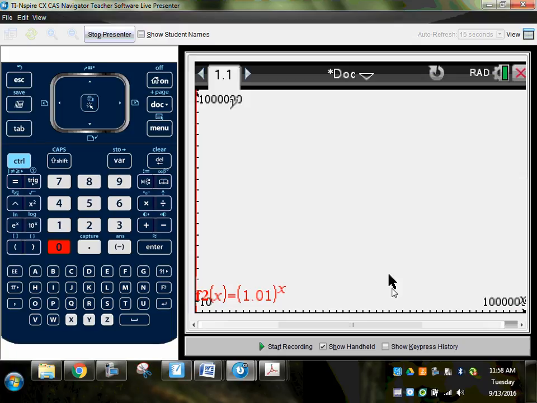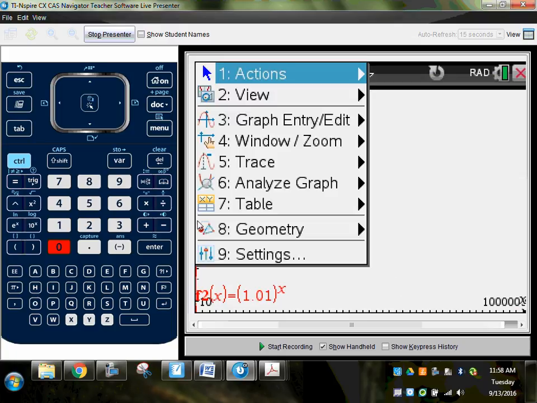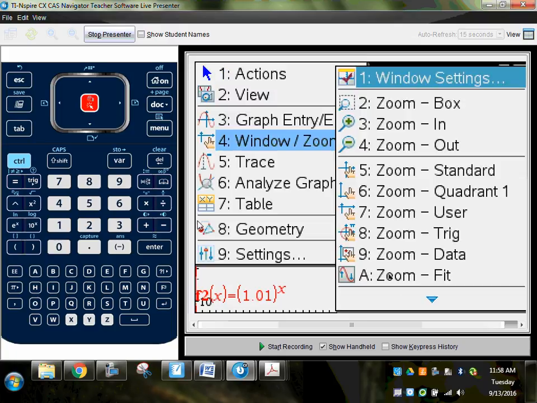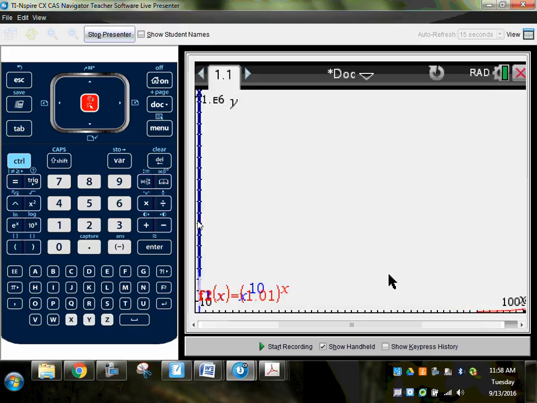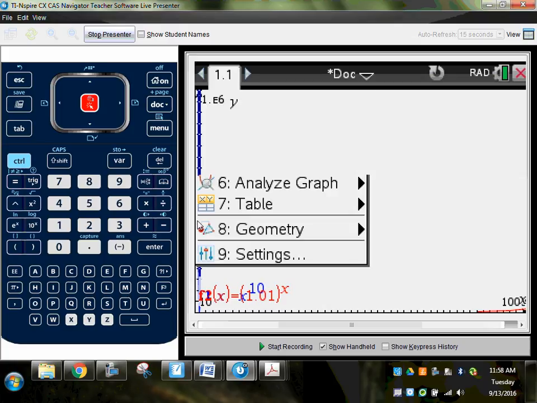So I'm guessing that the intersection occurs before that, because everything is smashed over in here. So let's do this. Go back to the menu, go back to the window, and then 1. And let's change it so our x max is, let's say, 1,000 instead of 1,000,000. And maybe keep that the same. Will we see it then? No? 1,000 and 1,000. All right, so let's go in.